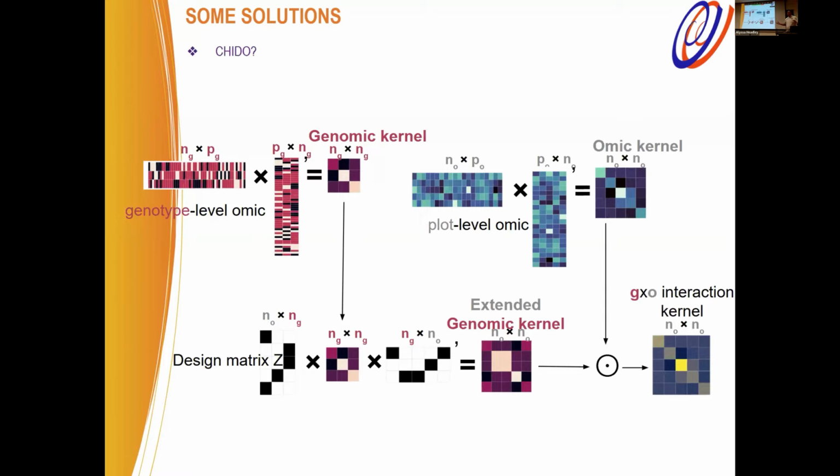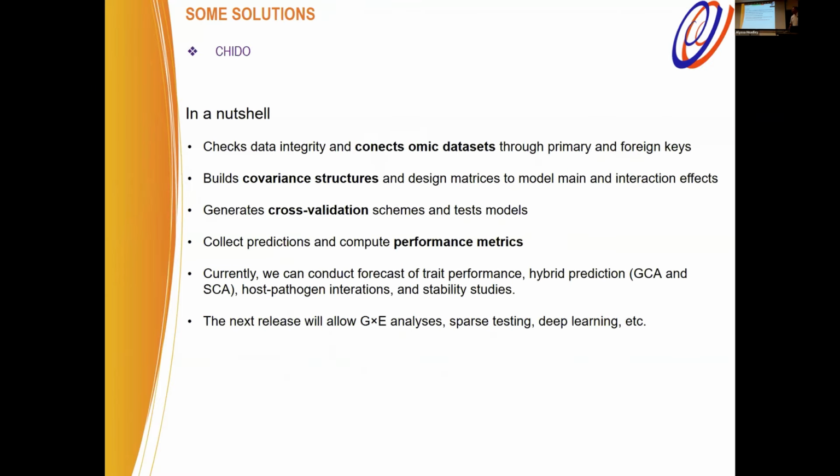And this is the way we can model interactions between every single factor in one layer and every single factor in the other layer. In a nutshell, this software checks data integrity, connects omic data sets, and uses specific columns to associate phenotype with the different omics. It generates some of the cross-validations that we might be interested in and collects the statistics to evaluate the performance of the models.